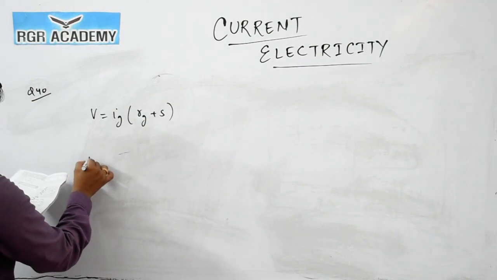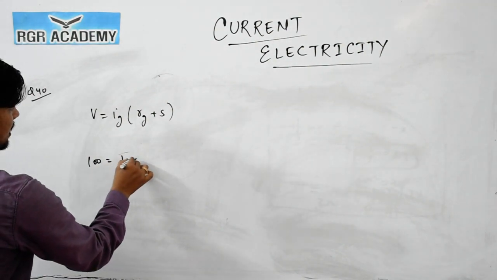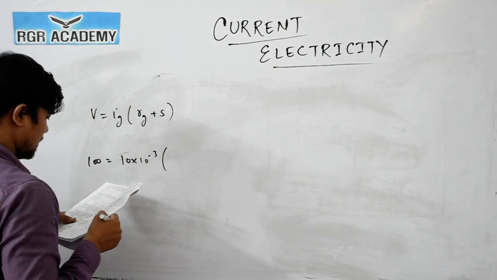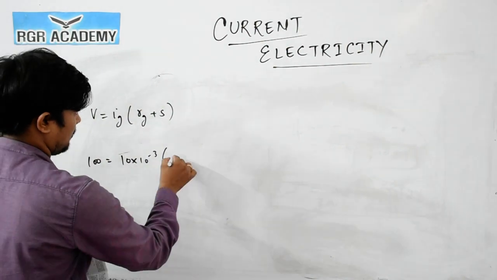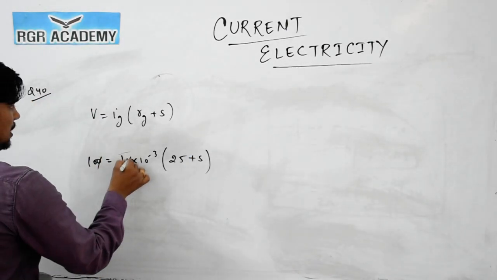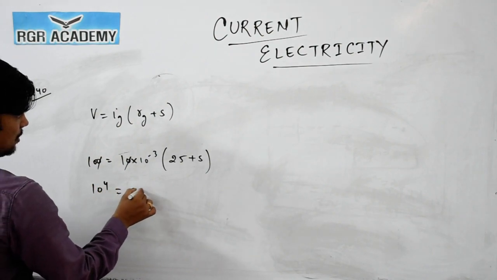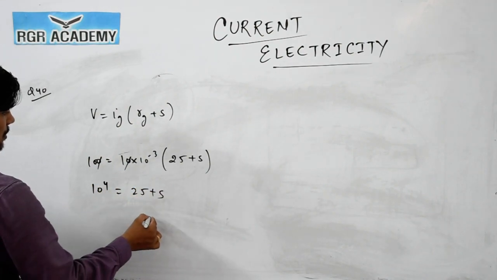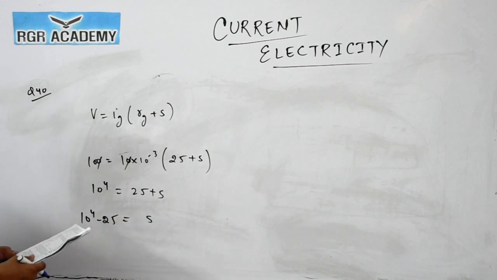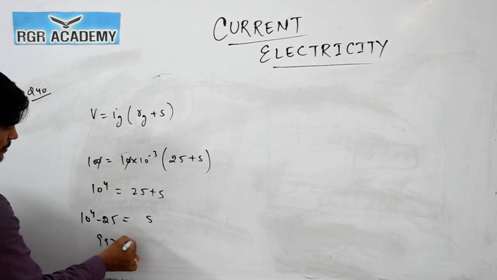So the value of V is how much? 100 volt we have to measure. Ig is 10 milliampere, means 10 into 10 to the power minus 3. Resistance of galvanometer is given as 25 plus S. So this will become, 10 will cancel out, 10 to the power 3 plus 1, that is 10 to the power 4, equal to 25 plus S. So the value of S will be 10 to the power 4 minus 25. If you see the options, option number 2 will match. So the answer will be 9975 is equal to S.